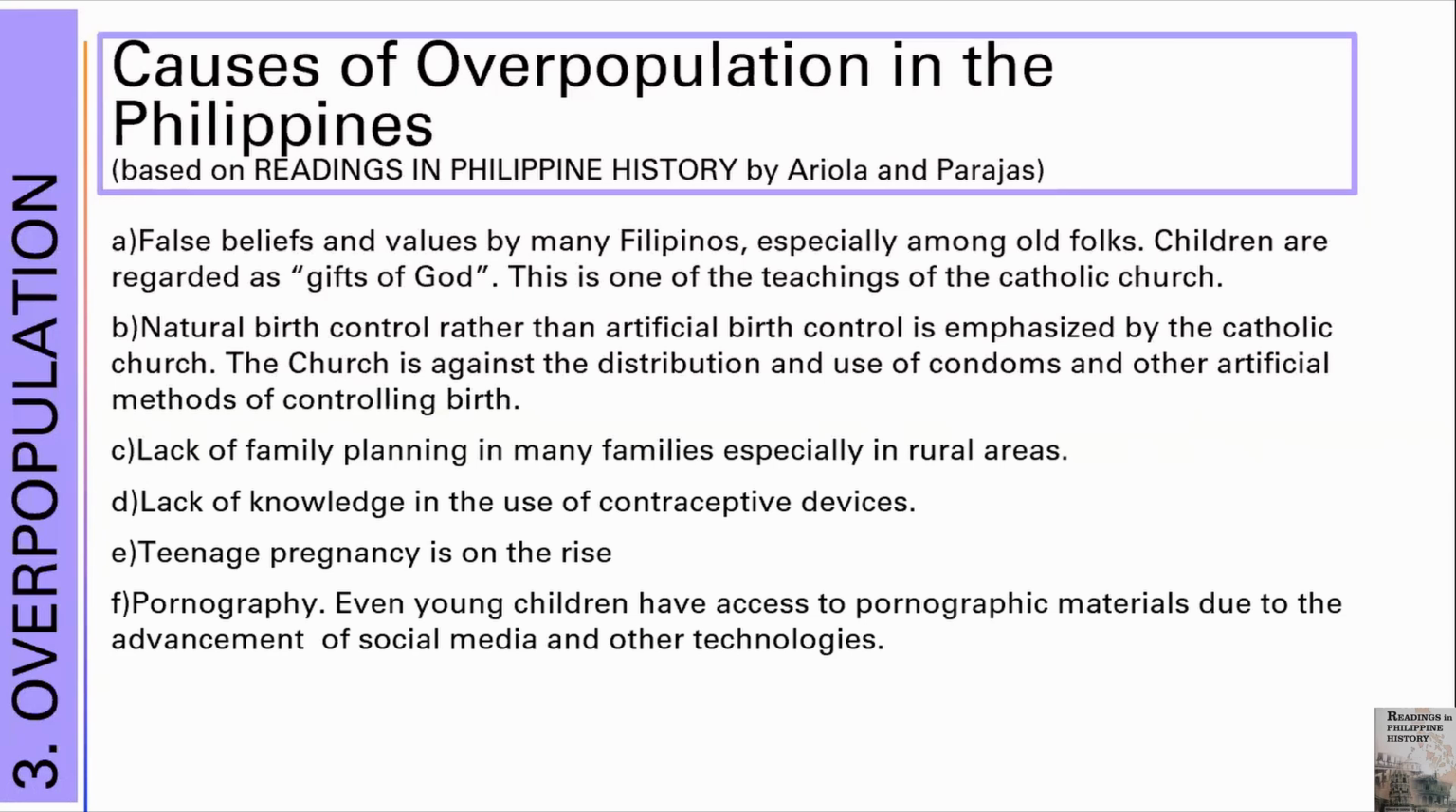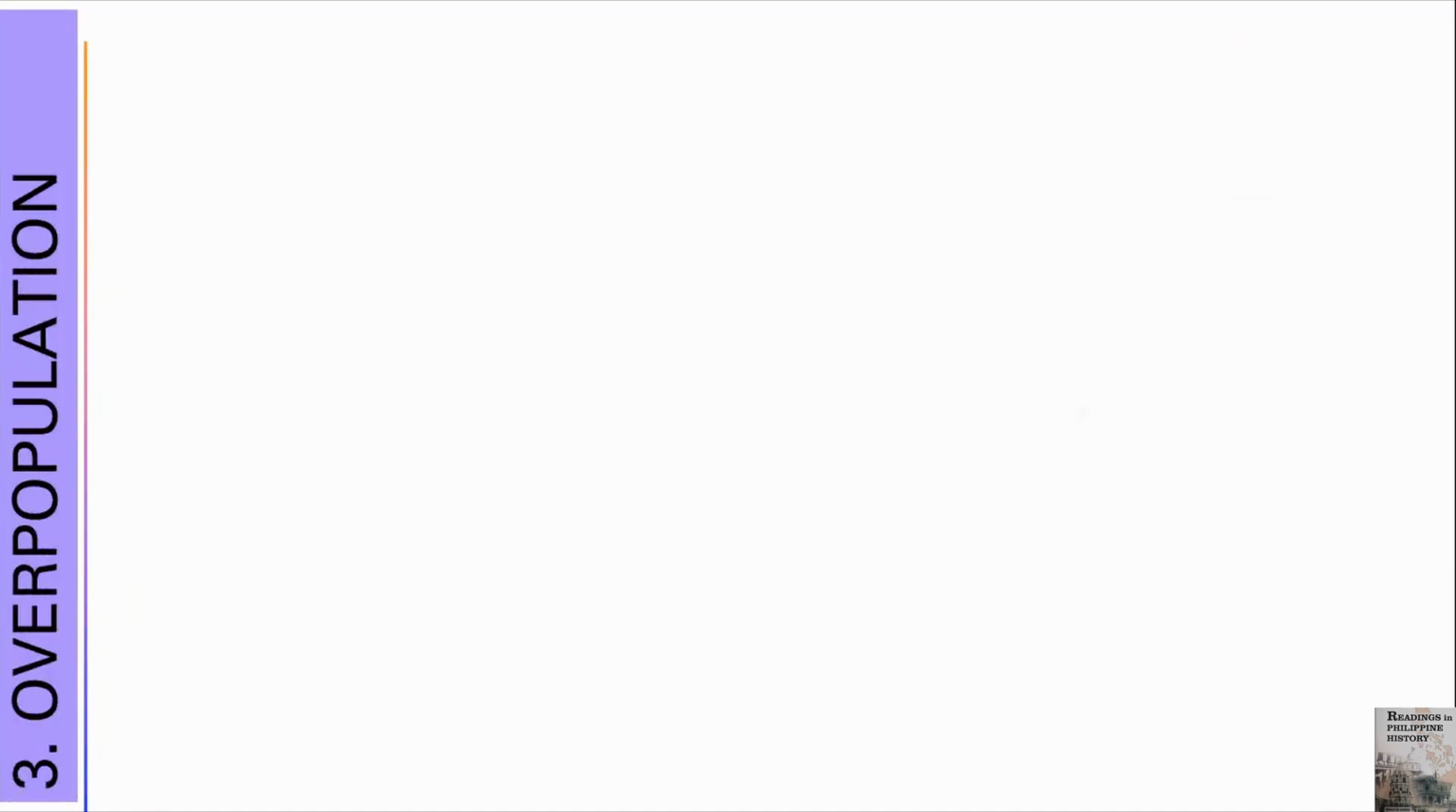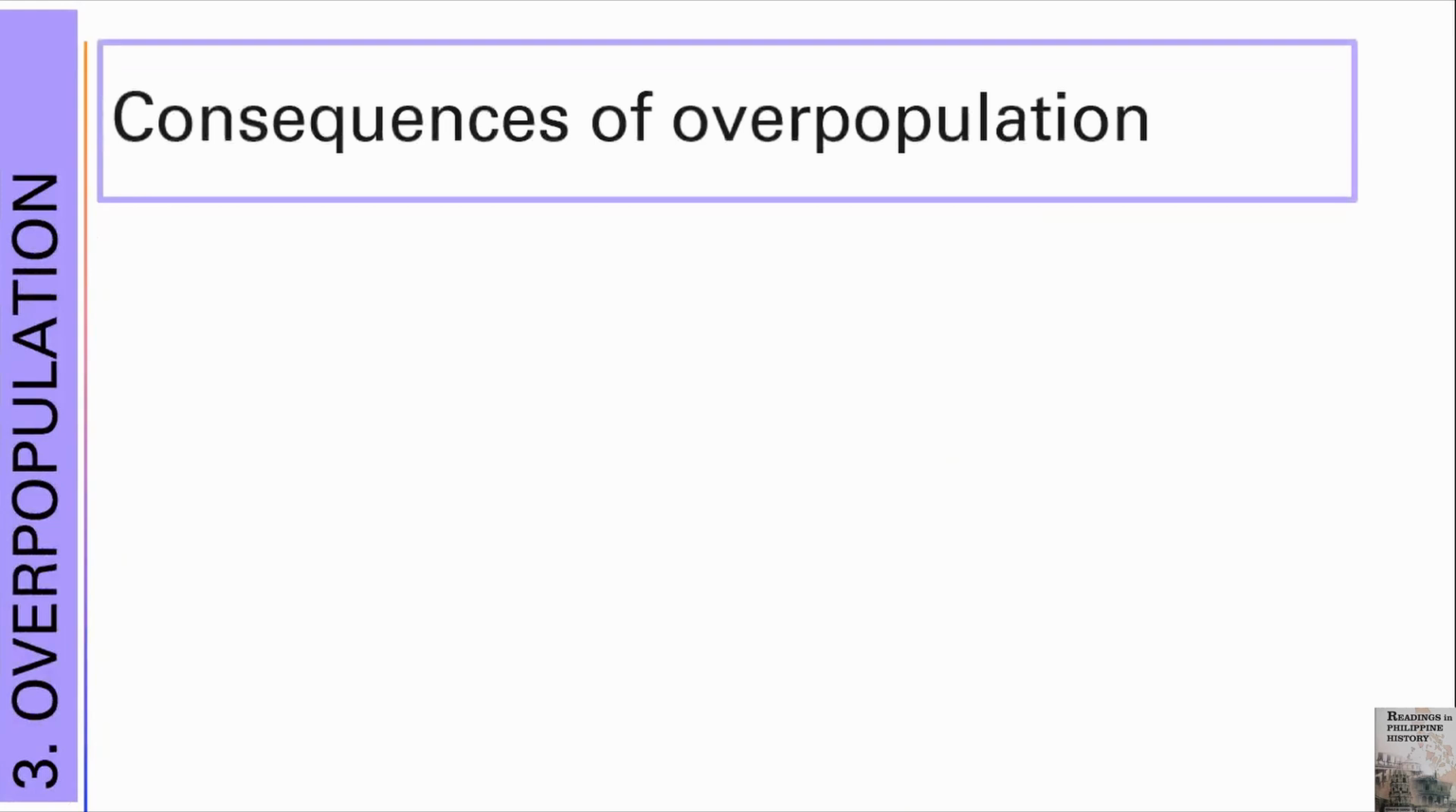There's no discipline and idleness of the parents, especially in rural areas. They have nothing to do, so they make children. Lack of recreational facilities and centers in the family or community. So those are the problems, and still, it's not solved yet.